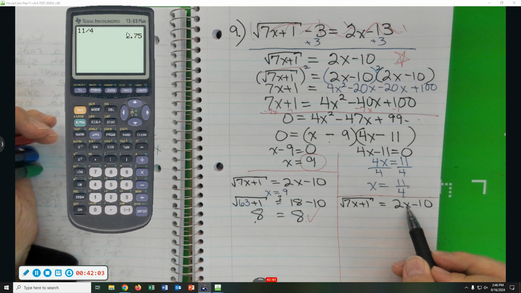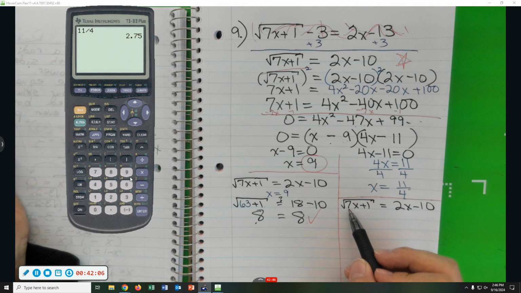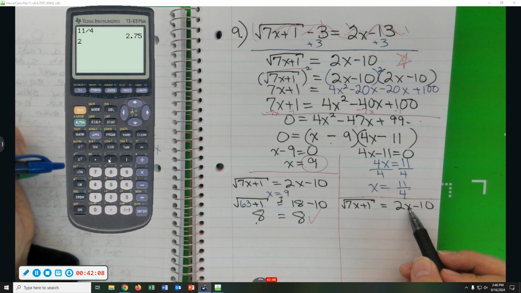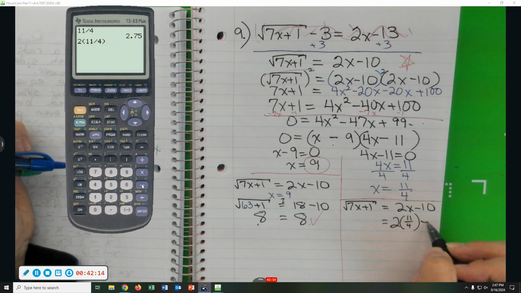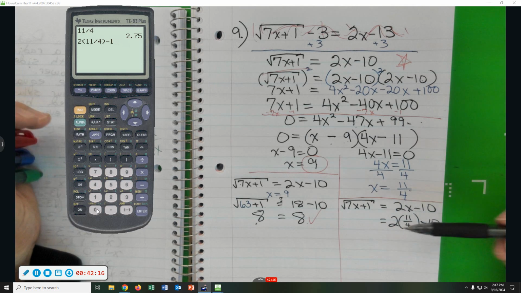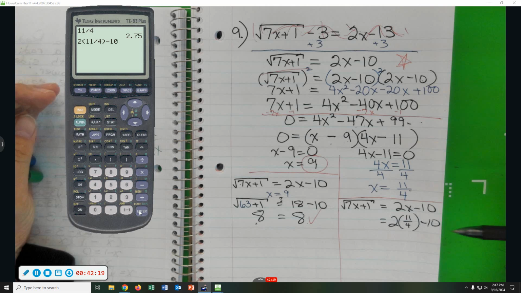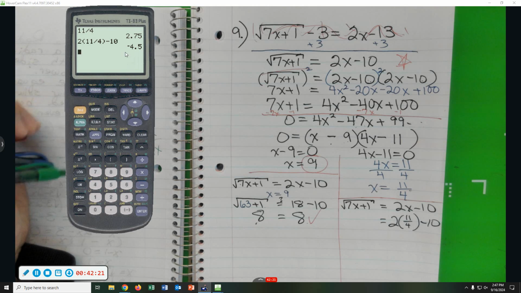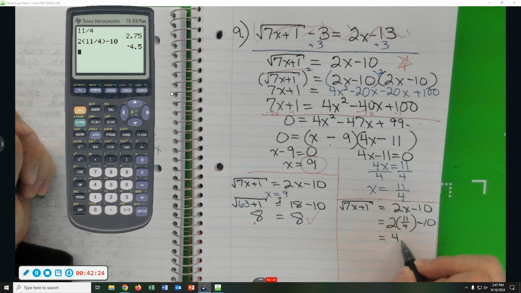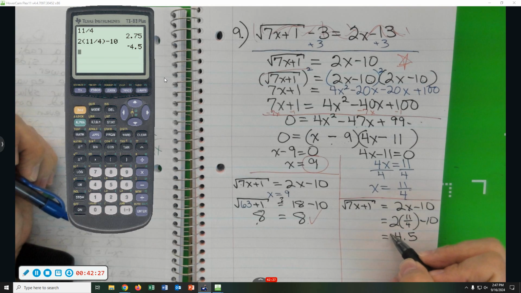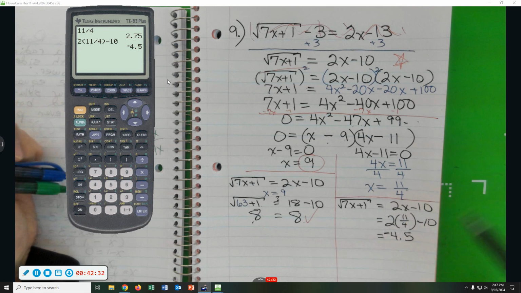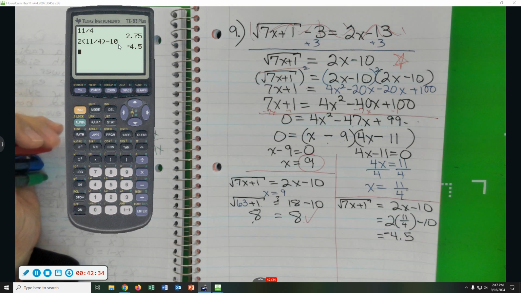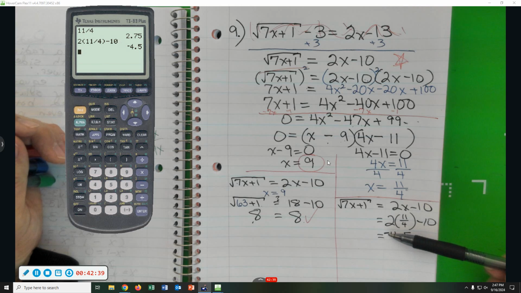I'm going to plug in the 11 fourths here first. I'm not going to bother with that square root yet. I'm going to just plug in the 11 fourths right there. What's 2 times 11 fourths minus 10? That would be 11 halves. That's 5 and a half minus 10. I'm getting negative 4 and a half. What is that, negative 4.5? Negative 4.5, thank you. Tony has it there on the calculator. 2 times 11 fourths minus 10. What did that give us? It gave us a negative number.